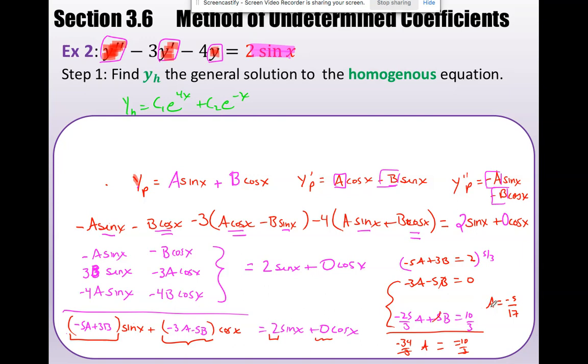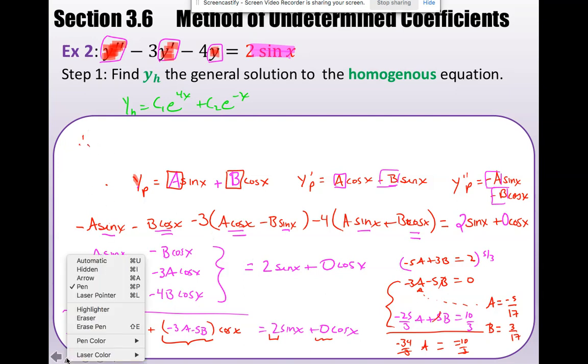How do you find B? Right, take A, plug it in here. And if you do that math, you're going to get B is equal to something over 17. That's going to be nice with 5. That's going to be 3 over 17. What have you found? This A and this B.